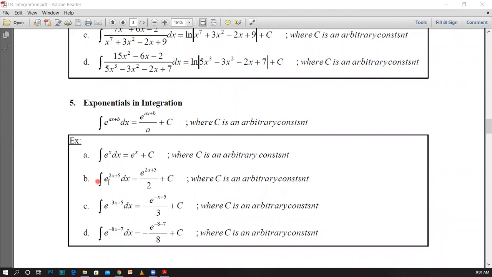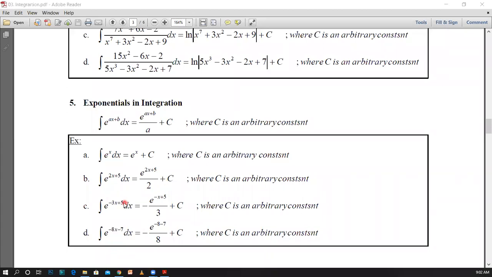The next example is the integral of e to the power 2x plus 5 dx. Here also, you have to write down the exponential function as it is in the numerator, and then divide it by the coefficient of x appearing in the power. Then you have to divide it by 2. The final answer for the integral of e to the power 2x plus 5 dx is e to the power 2x plus 5 divided by 2 plus c.